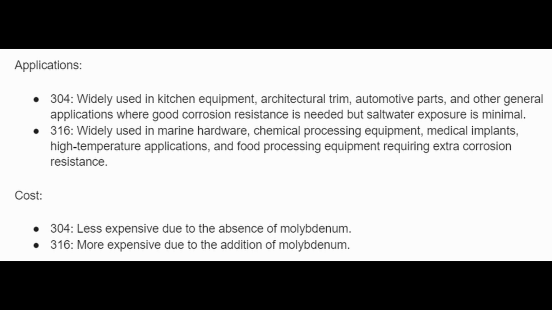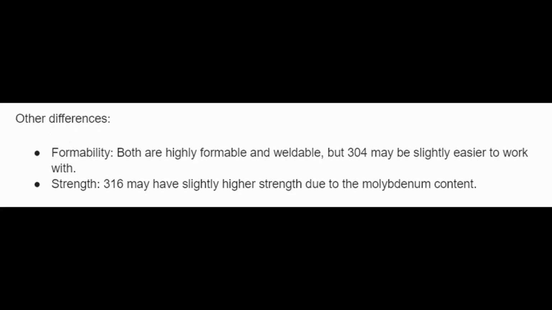extra corrosion resistance. Cost. 304 is less expensive due to the absence of molybdenum. 316 is more expensive due to the addition of molybdenum. Other differences. Formability. Both are highly formable and weldable, but 304 may be slightly easier to work with. Strength. 316 may have slightly higher strength due to the molybdenum content.